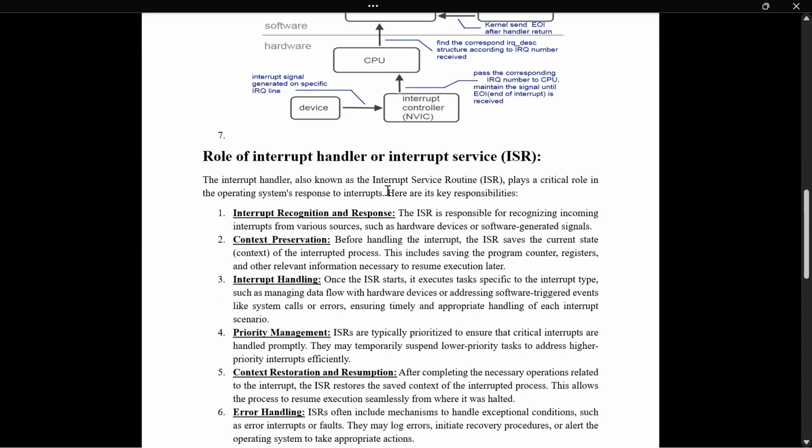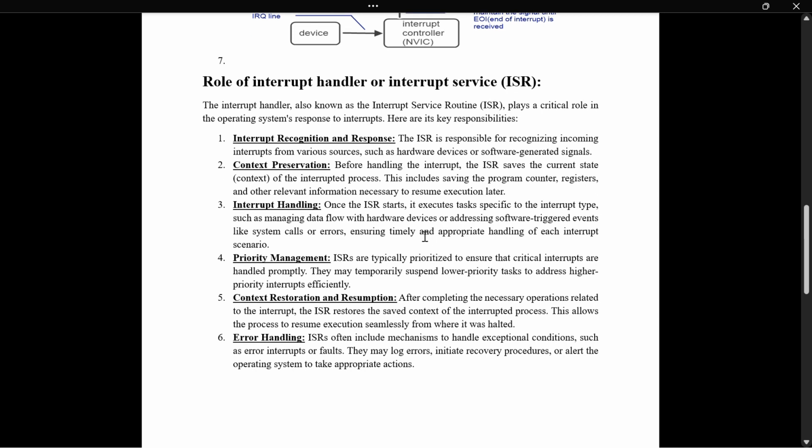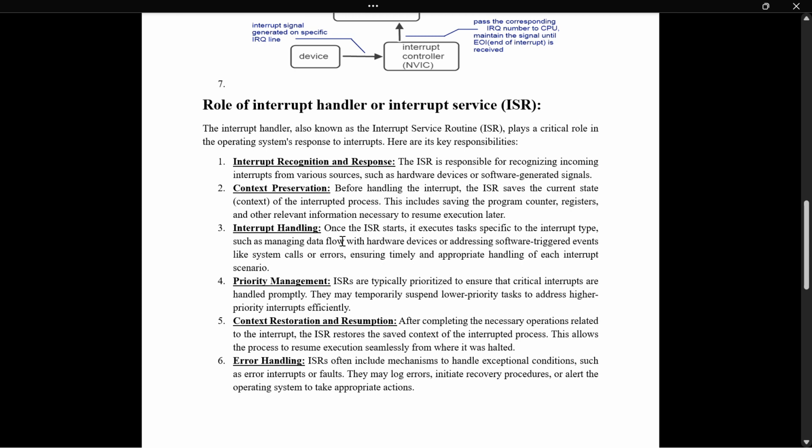The role of an interrupt handler, or else interrupt service routine. The interrupt handler, also known as the interrupt service routine, plays a crucial role in the operating system's response to interrupts. Here are some key responsibilities: interrupt recognition and response, context preservation, interrupt handling, priority management, context restoration and resumption, and error handling. The ISRs are responsible for recognizing incoming interrupts from various sources, such as hardware or software generated signals.